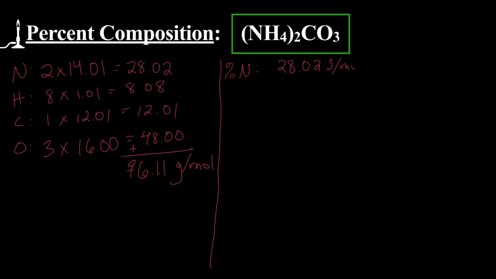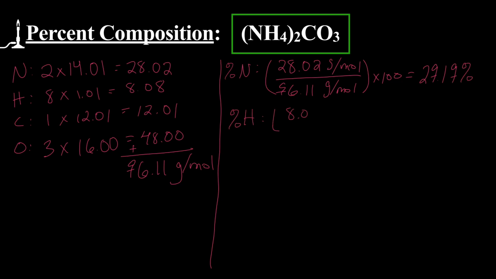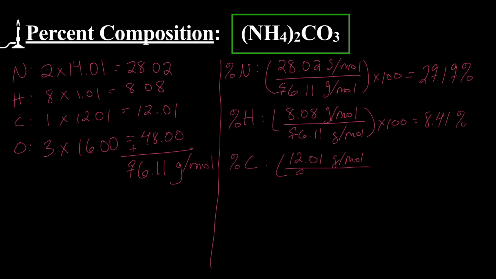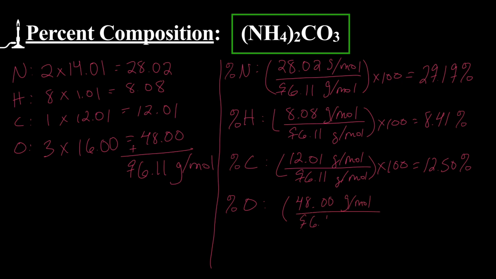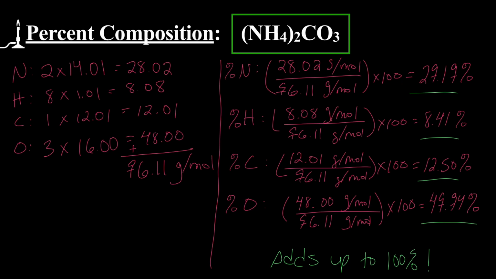Percent nitrogen is going to be 28.02 divided by 96.11 times 100. I get 29.19%. Percent hydrogen is 8.08 grams per mole divided by 96.11 grams per mole times 100, 8.41. Percent carbon, 12.01 divided by 96.11 times 100, I get 12.50%. Percent oxygen, 48.00 grams per mole divided by 96.11 grams per mole times 100, 49.94%. Let's see if they all add up to 100, and they do.